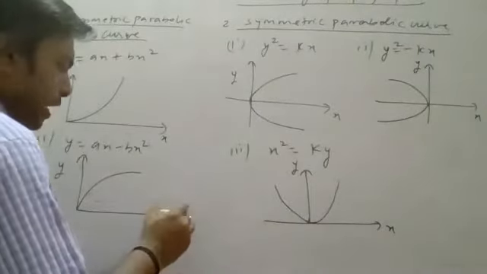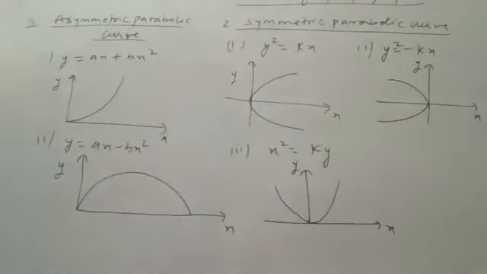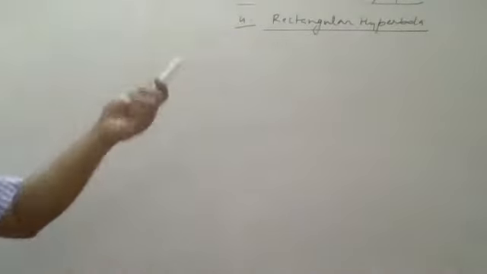This will be your curve. You can make it in this manner also: y equals ax minus bx square. This is your asymmetric parabolic curve. Fourth is the rectangular hyperbola curve, and it is also named as inverse linear equation.